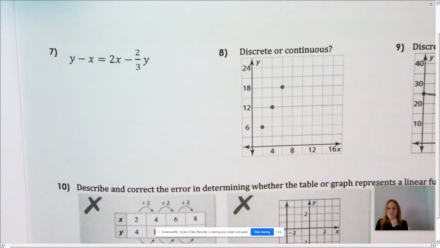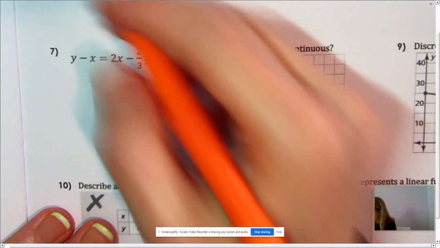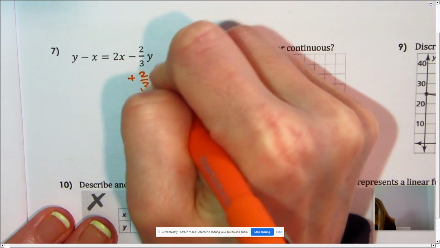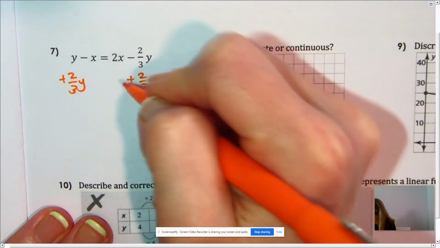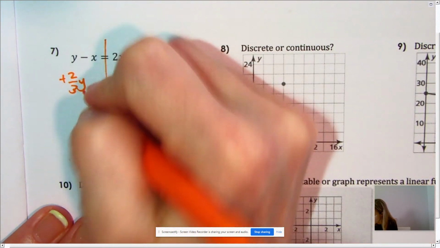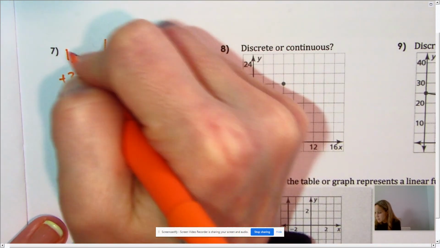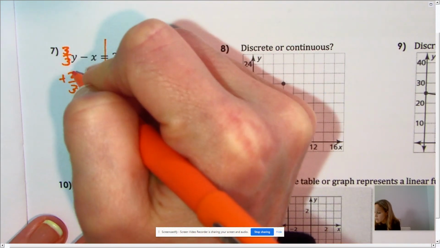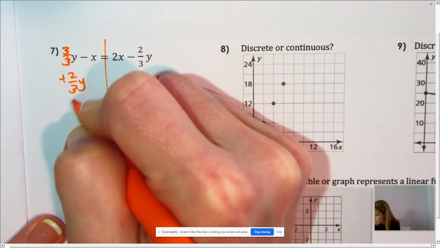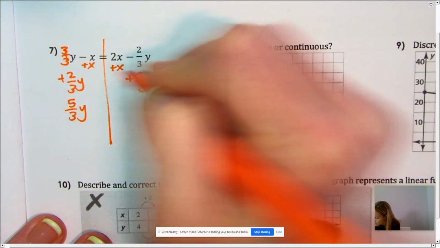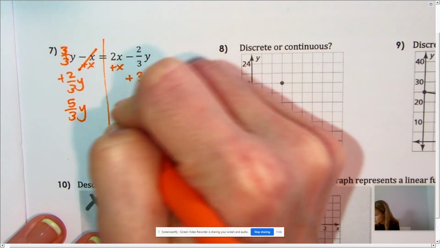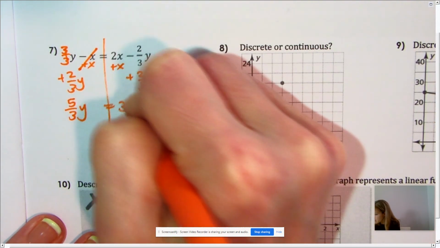Question number 7. This one we're going to see, could we get it into y equals mx plus b form if we tried? So I'm going to go plus 2/3 y on both sides, and then try to get the y's all together. And if I have 1, that's the same thing as saying 3/3. So if I add those together, I would have 5/3 y. And then if I added the x over and canceled that one, then I would say equals 3x.